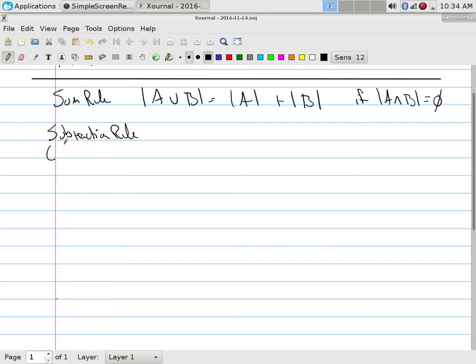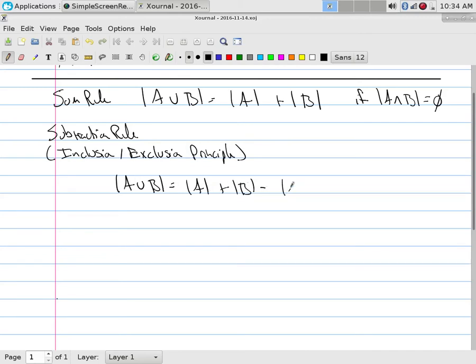The subtraction rule, also called the inclusion-exclusion principle, is going to be that if we have A union B, the cardinality of A plus the cardinality of B minus the cardinality of the intersection. Obviously, the inclusion-exclusion principle is more complicated.